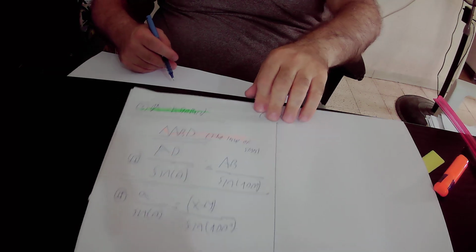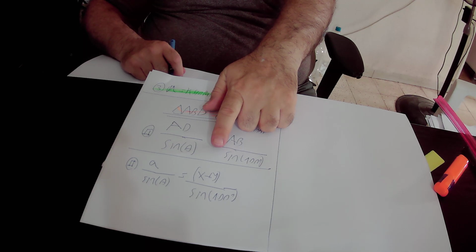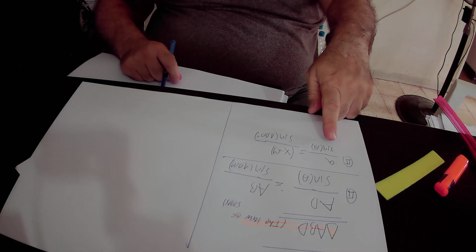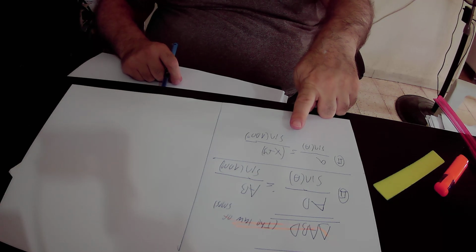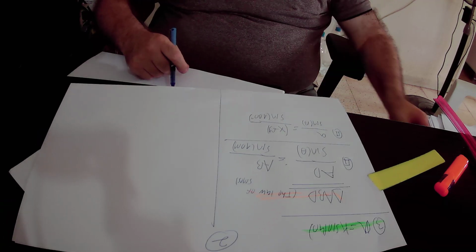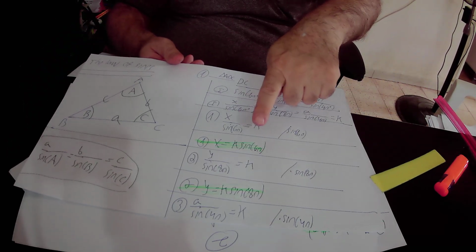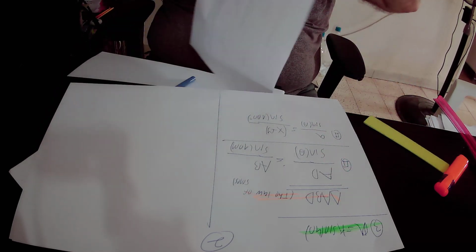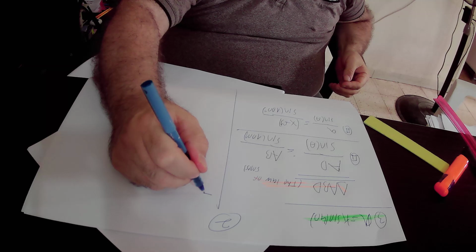So according to equation number 2, we found out that a over sine theta equals x plus y over sine 100 degrees. But we have already found out the values of a, x and y. So we substitute a, x and y by the values that we found for them. Here we have the value of x, the value of y, and the value of a. Okay, so we substitute a, x and y by the values that we found for them, and we get that according to equation number 2.